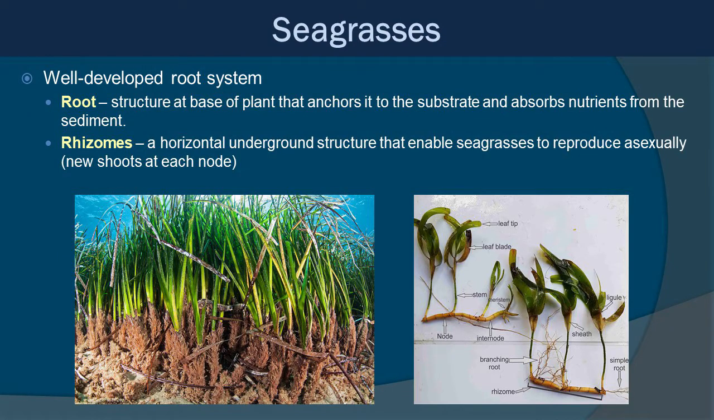Unlike macroalgae, seagrasses actually have well-developed root systems. Now, roots are structures at the base of a plant that anchor it to the substrate and absorb nutrients from the sediments. They often use what we call rhizomes, which are horizontal underground structures that enable seagrasses to reproduce asexually, meaning as those rhizomes shoot out away from the body of the parent plant, new shoots emerge.